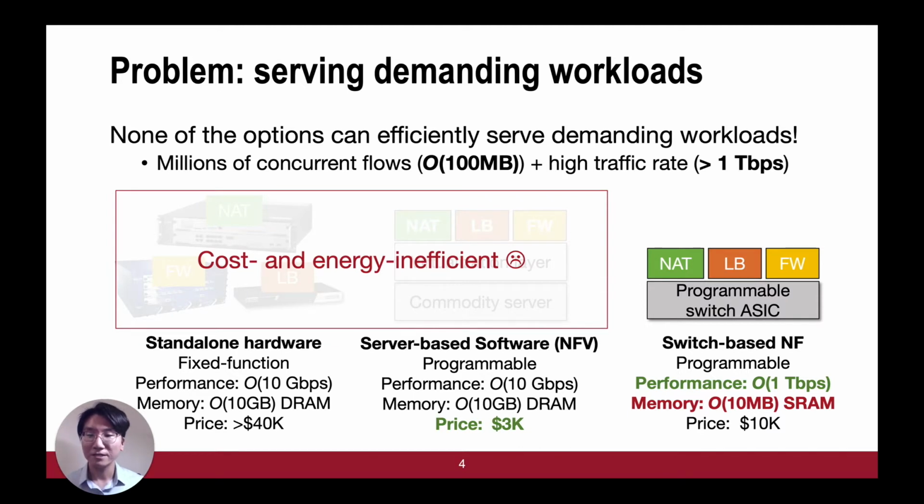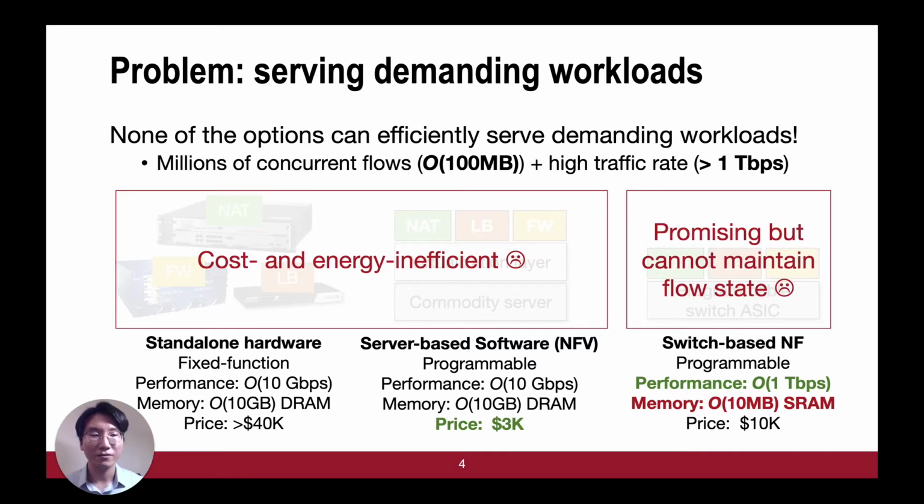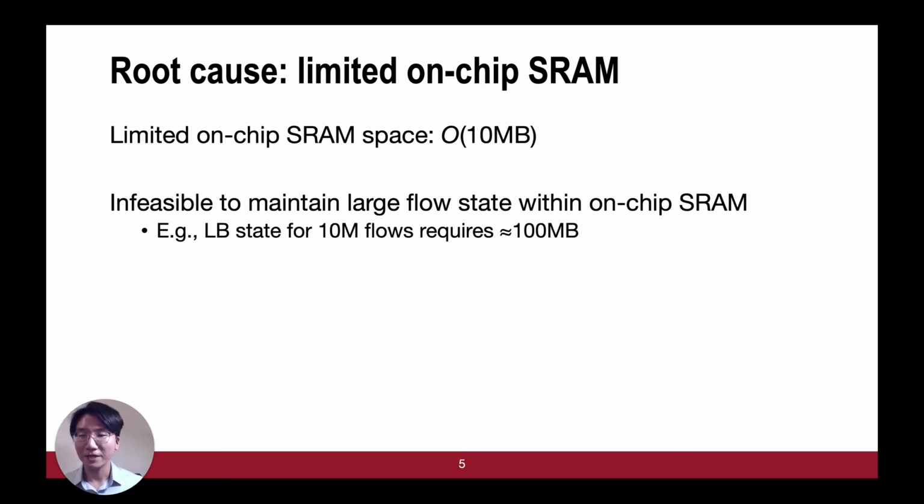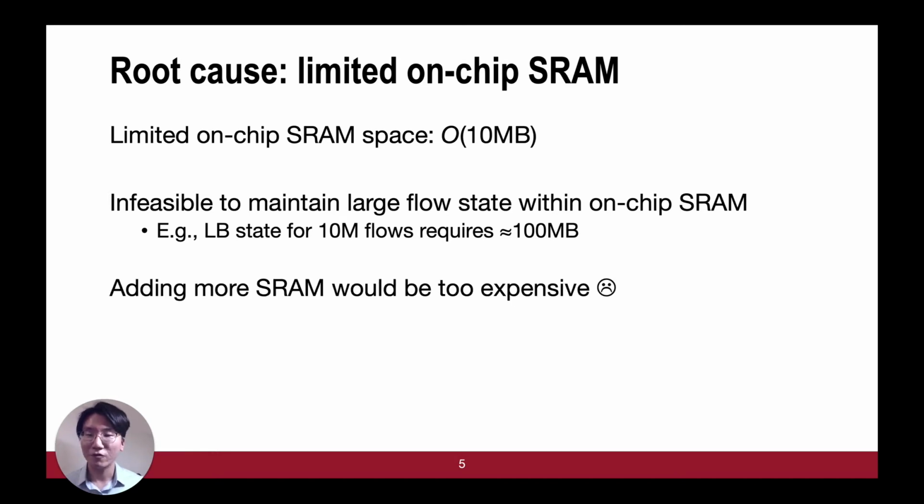In contrast, since a single programmable switch can process very high traffic rate, it seems promising for this workload. However, unfortunately, it cannot maintain necessary flow state for the large number of flows. And the key reason for this is limited SRAM space on the switch, which is tens of megabytes. Because of this limitation, it's infeasible to maintain large state. For example, load balancing state for 10 million flows requires around hundreds of megabytes, which does not fit into on-chip SRAM. You can think of just adding more SRAM as a solution for this, but it's not cost efficient because SRAM is generally very expensive.